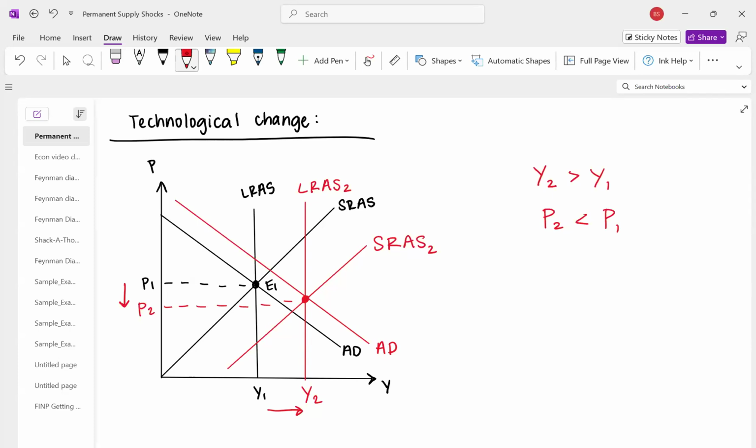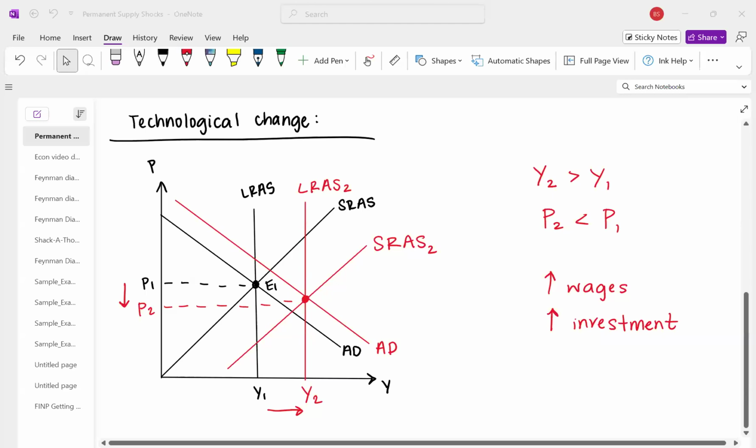And since the AD curve shifts, we can notice an increase in wages and investments. And again, this is just because we're in the long run and prices are not sticky. So we're at a new equilibrium point of E2.